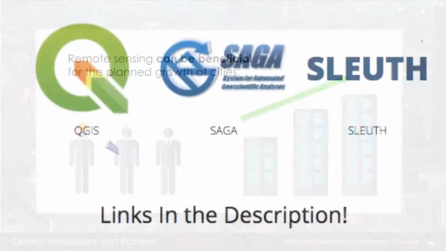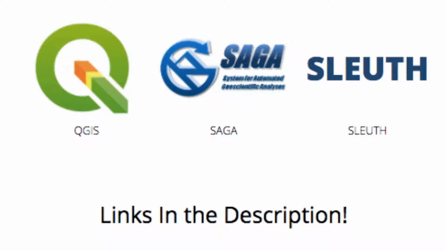If anyone doesn't have access to software like ArcGIS and TerrSet, which require purchased licenses, then they can use open source GIS software like QGIS, open source remote sensing software like SAGA, or growth models like SLEUTH. These are some examples of software that are open source and free to use.